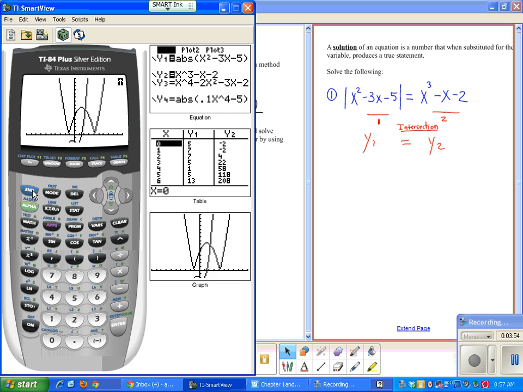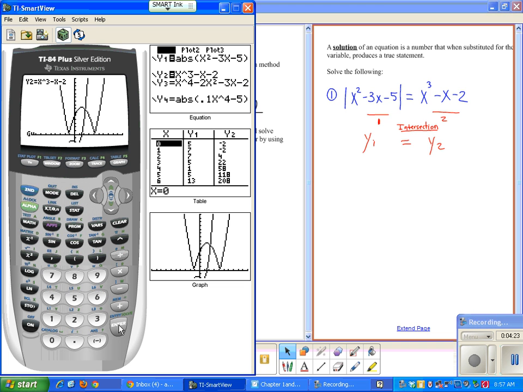So I'll press my second key and then my trace key, or second, and then in blue up above it, it says calc. I'm going to find the intersection, which is number 5. Press enter on number 5. And then it's asking, is it on one of the two curves? Okay, yes, it is. It's on one of them. So I'm going to press enter. And now it's asking is it on the second one? And it is. It's sort of down at the bottom. You can see it. But if you want to move your arrow a little bit, you can.